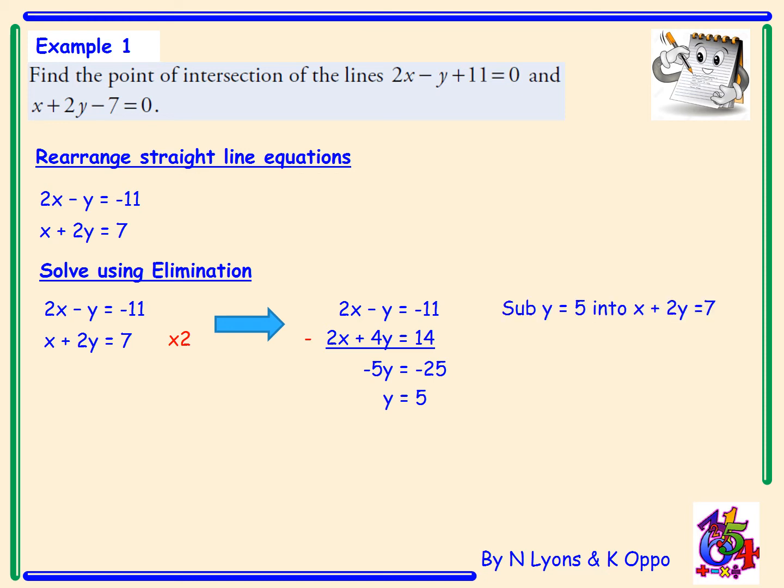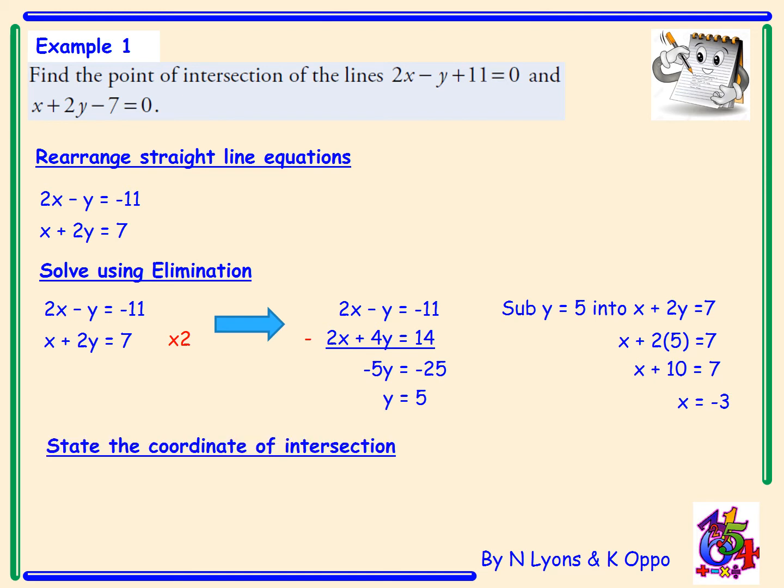Once I've got my y coordinate, I can sub y equals 5 into any equation. I'm going to pick x plus 2y equals 7. Replacing y with 5 will give me x plus 2 times 5 equals 7. x plus 10 equals 7. I'll then take my 10 over and subtract to get x equals negative 3. The final step is to state the coordinate of intersection, which would be minus 3, 5.